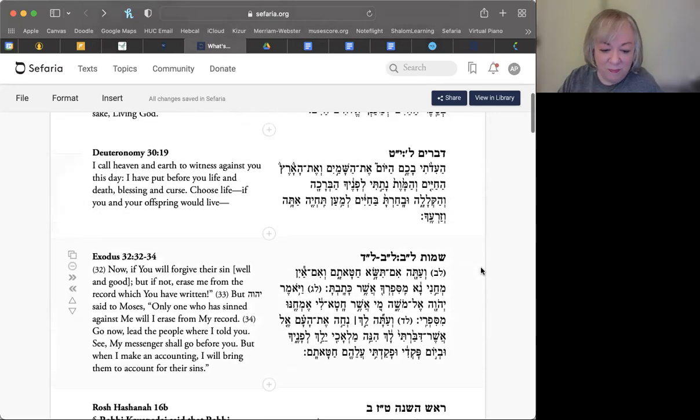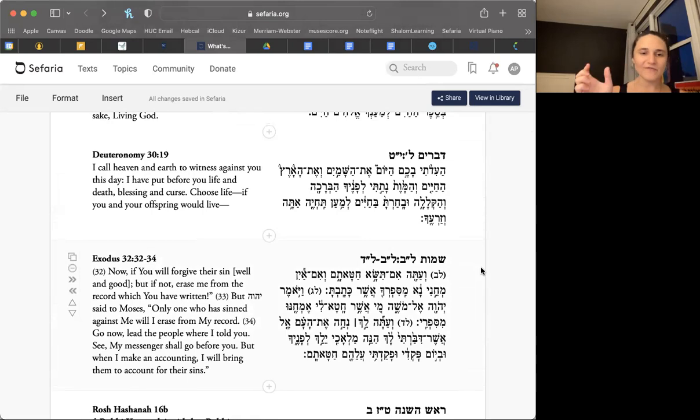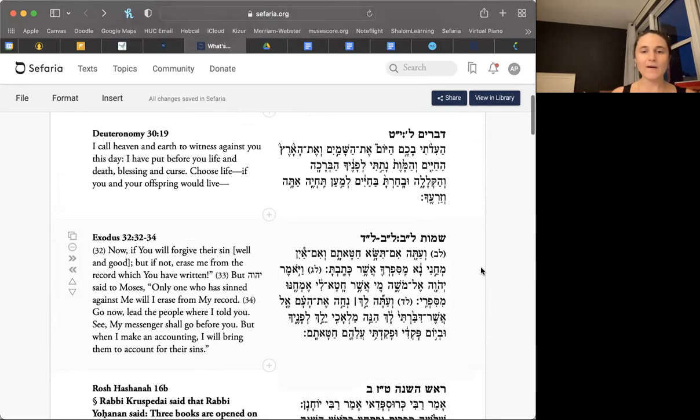Okay, so we have this dichotomy of life and death and of our actions producing consequences that are not just earthly, but divine. And now we have, even before that, a text that comes right after the golden calf incident in Exodus. And God is so angry, and Moshe goes up the mountain to chat with God, and God is like, these Israelites, I'm gonna smite them all.